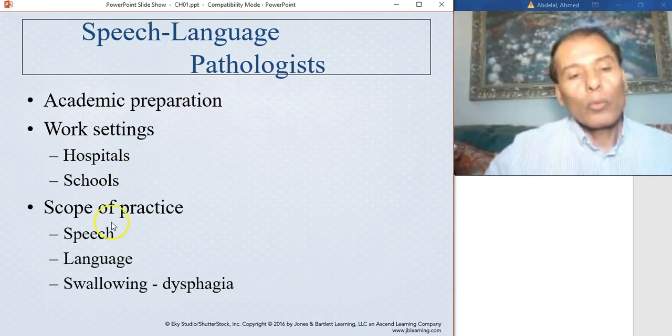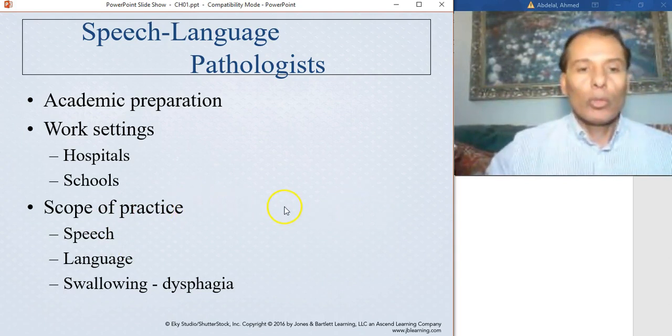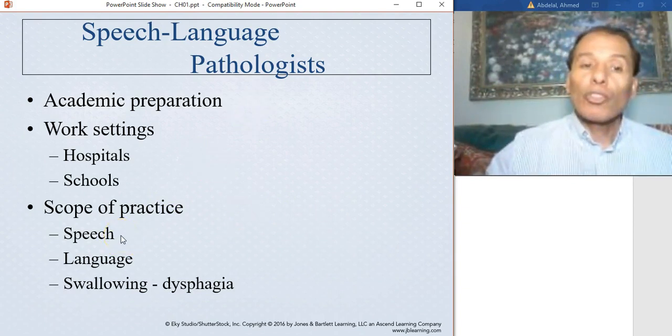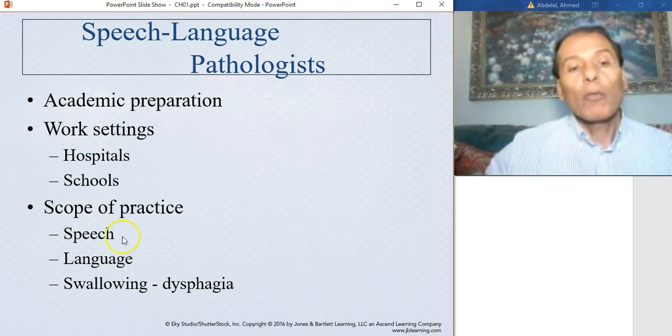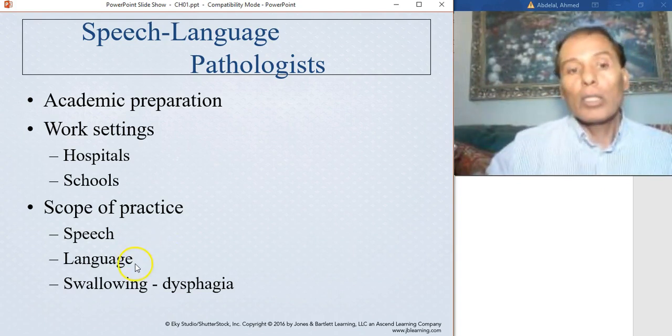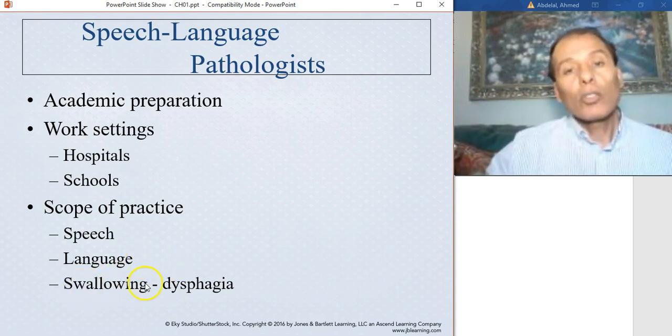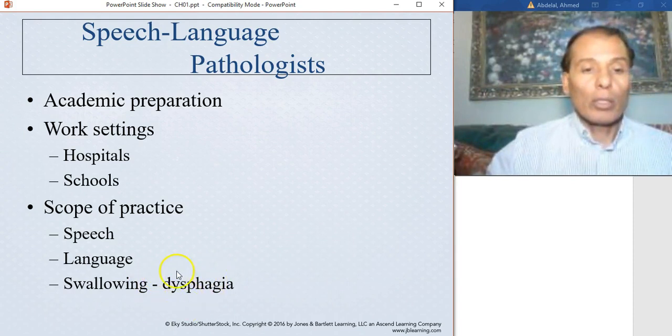So the scope of practice is like, what are our limits? What do we do as specialists? Speech language pathologists focus on the diagnosis and treatment of speech problems, for example, speech sound disorders, disfluency, or voice disorders, language disorders, receptive difficulties, expressive difficulties, or social communication, swallowing and feeding disorders called dysphagia. There are also cognitive communication disorders that the speech language pathologist works on.